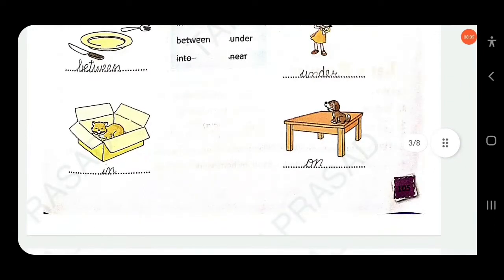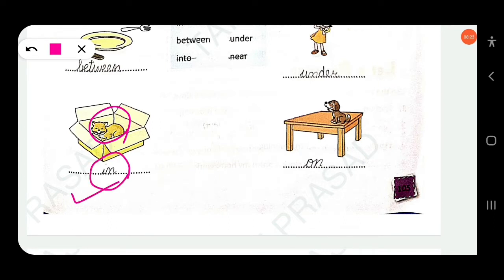Then next here, the kitten. Here you see the position of the kitten. Where is the kitten? The kitten is in the box. That means you have to use in. Similarly, next here, just look at the picture. The position of a puppy. The puppy is on the table. So you have to write on.